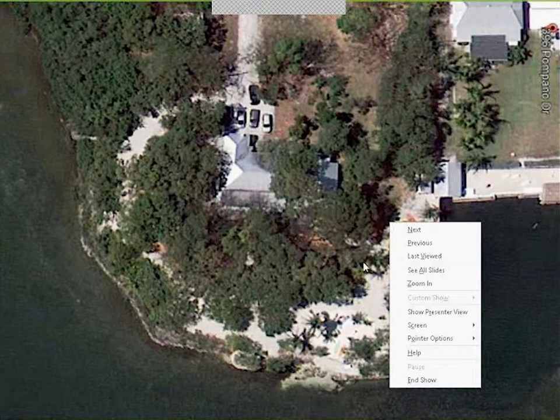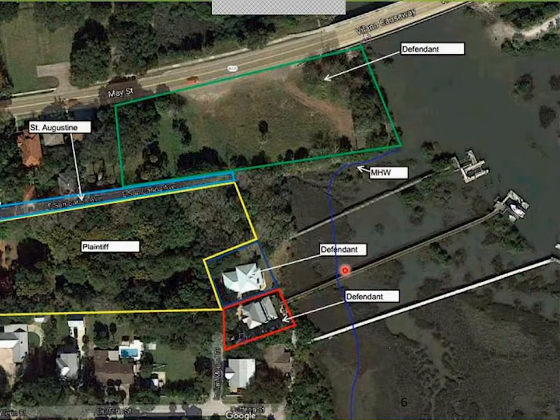The next case, this is kind of another case on the issue of, it involves a lot of issues, but one touching mean high water. This is a case that's currently pending down in St. Augustine. We are handling this case.